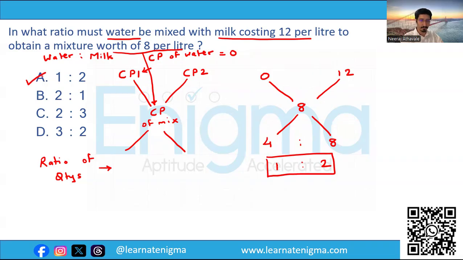Answer is option A. Now you can see option B is also there. So if you get confused and write down the milk value first, you will get the answer as 2 is to 1. Okay. So be careful and maintain the order in which the data is given and the question is asked.